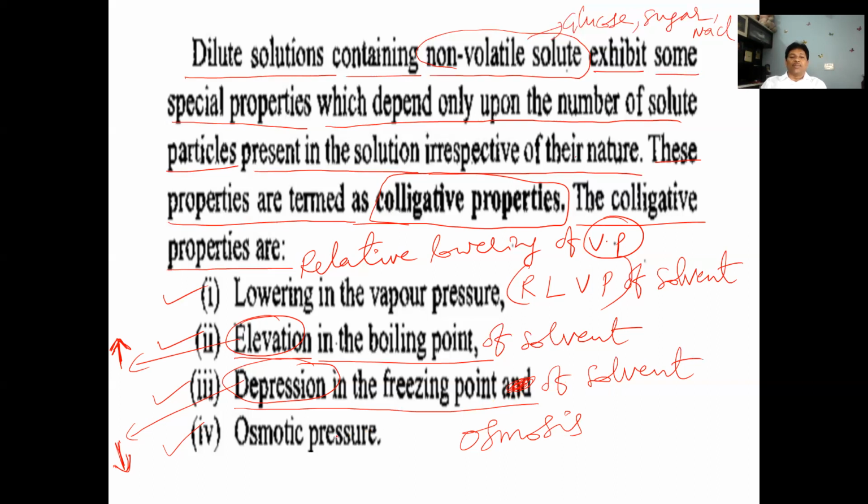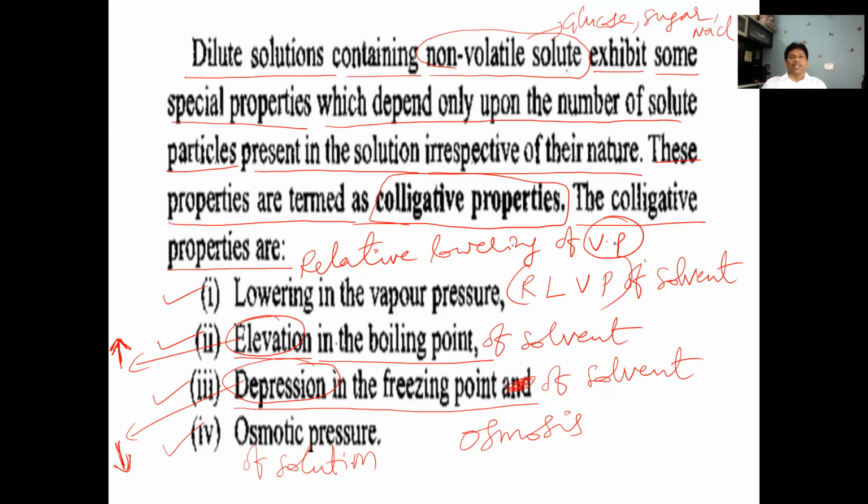And the next one, osmotic pressure. Osmotic pressure of solution, of dilute solution. Remember, osmotic pressure of what? Solution. The solution is nothing but solvent plus solute. So when we add a non-volatile solute to the solvent to get a solution, there will be osmotic pressure for that solution.